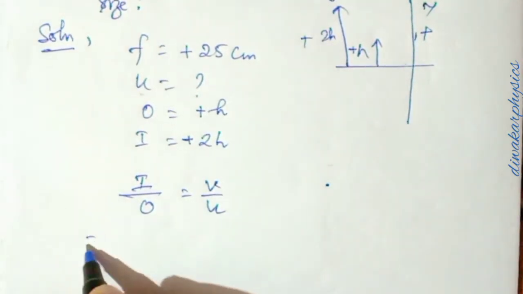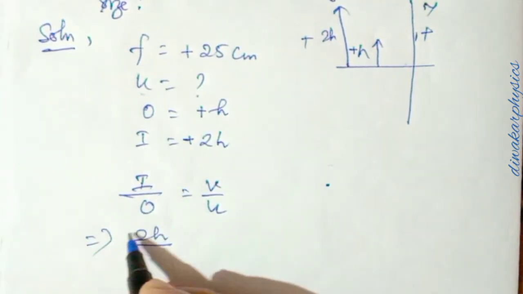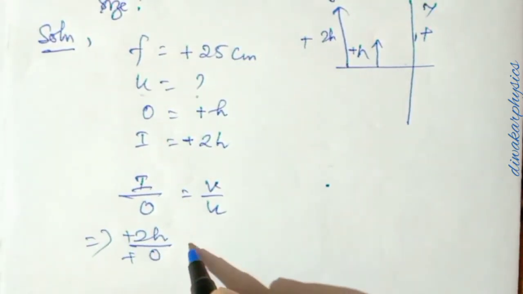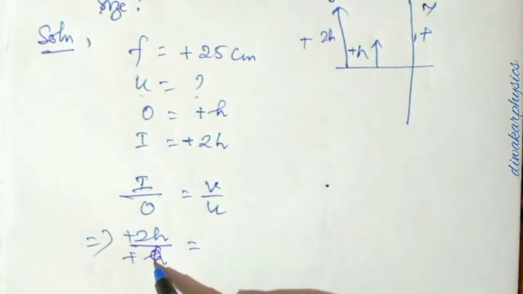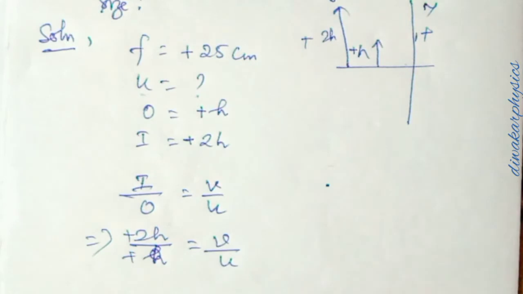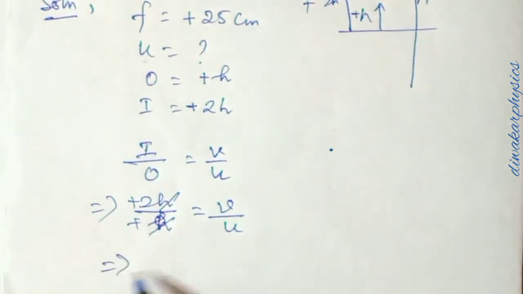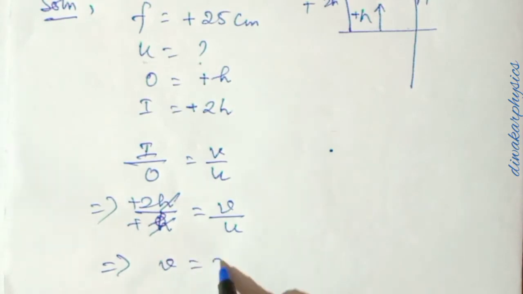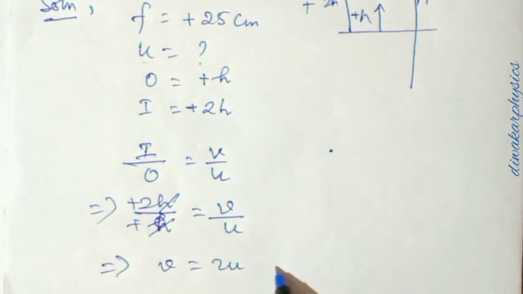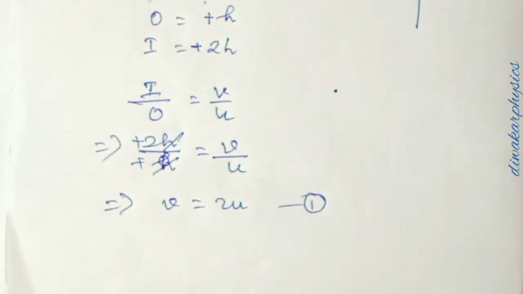So here I is 2h, O is h. v and u, both you don't know. Then you can write v is equal to 2u. Equation 1. So here we have got the relation between v and u.